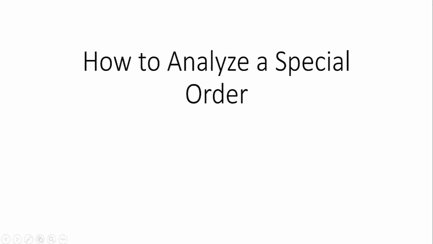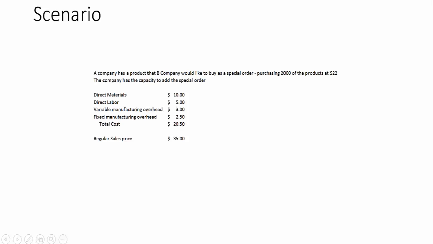In this video, let's take a look at how to analyze a special order. So here's our scenario. A Company has a product that B Company would like to buy as a special order. They would like to purchase 2,000 of the product at $22 apiece.